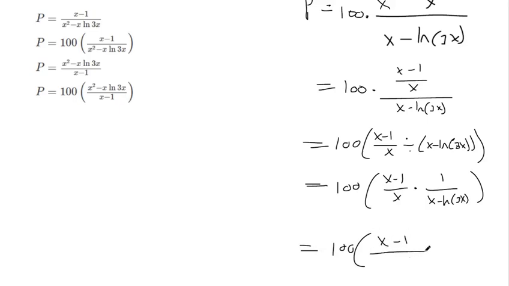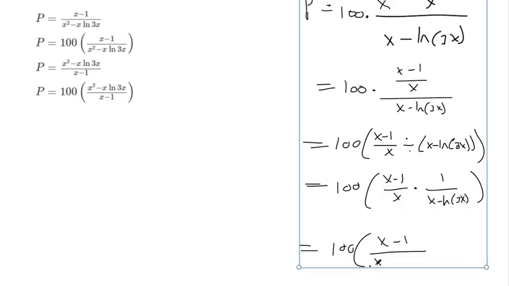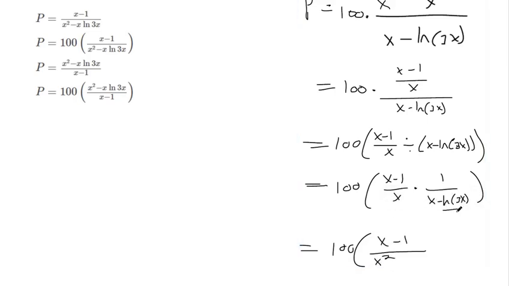So we've got x minus 1 in the numerator. In the denominator, we have x squared, because x times x makes x squared, and then times x, subtract x natural log 3x. Okay, now does that match? Not quite this one. This one. There we go. This is the correct answer.